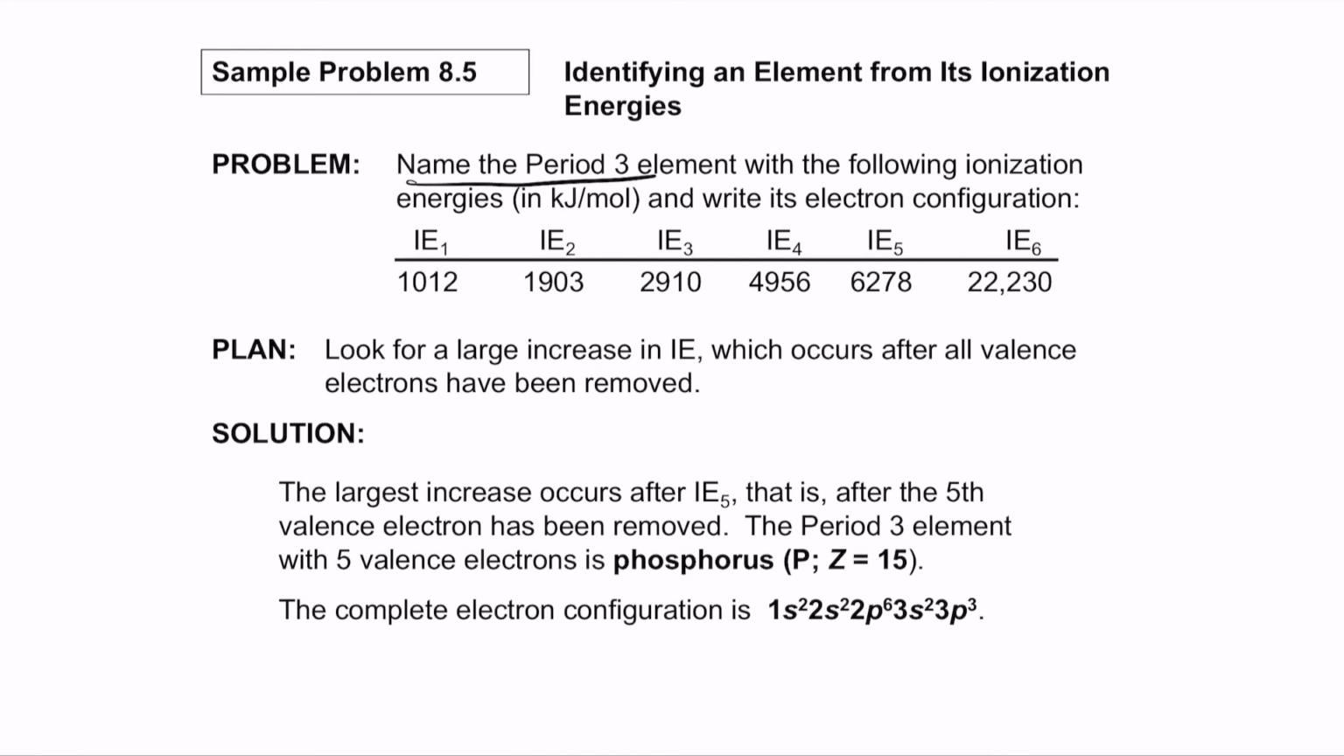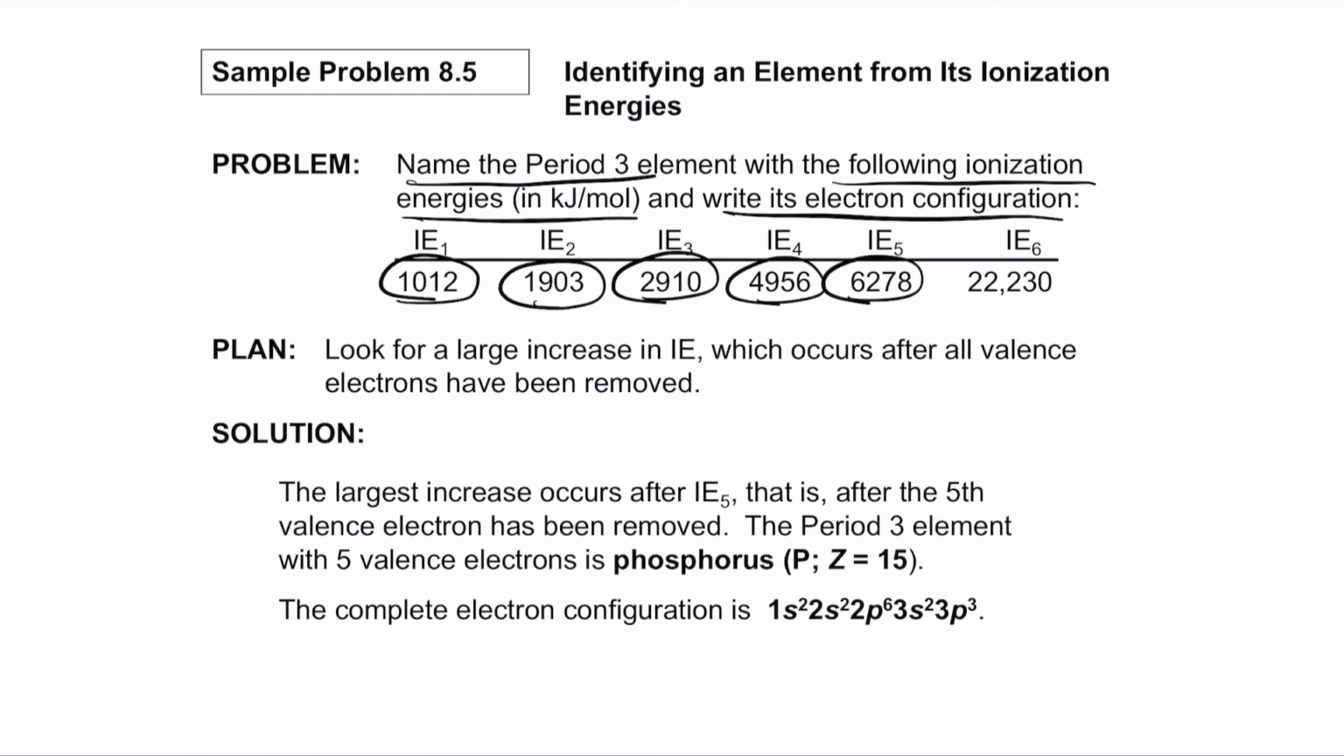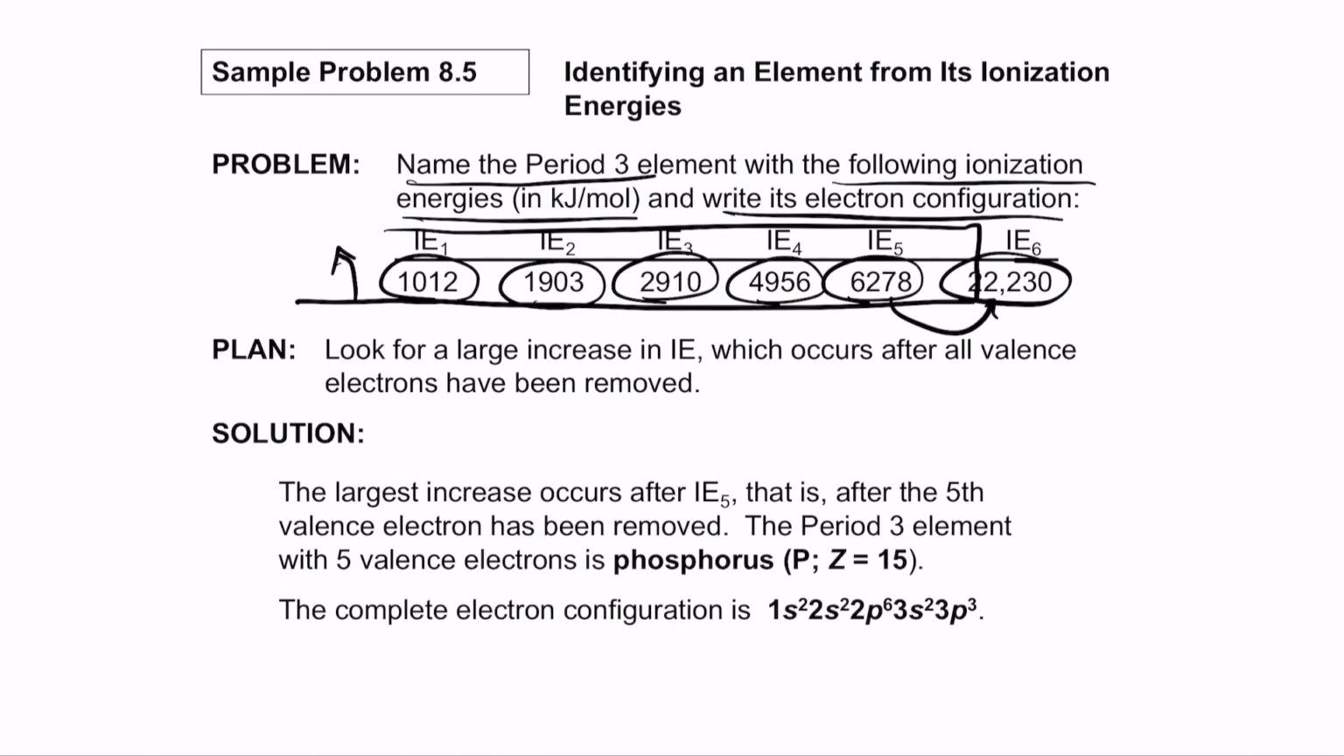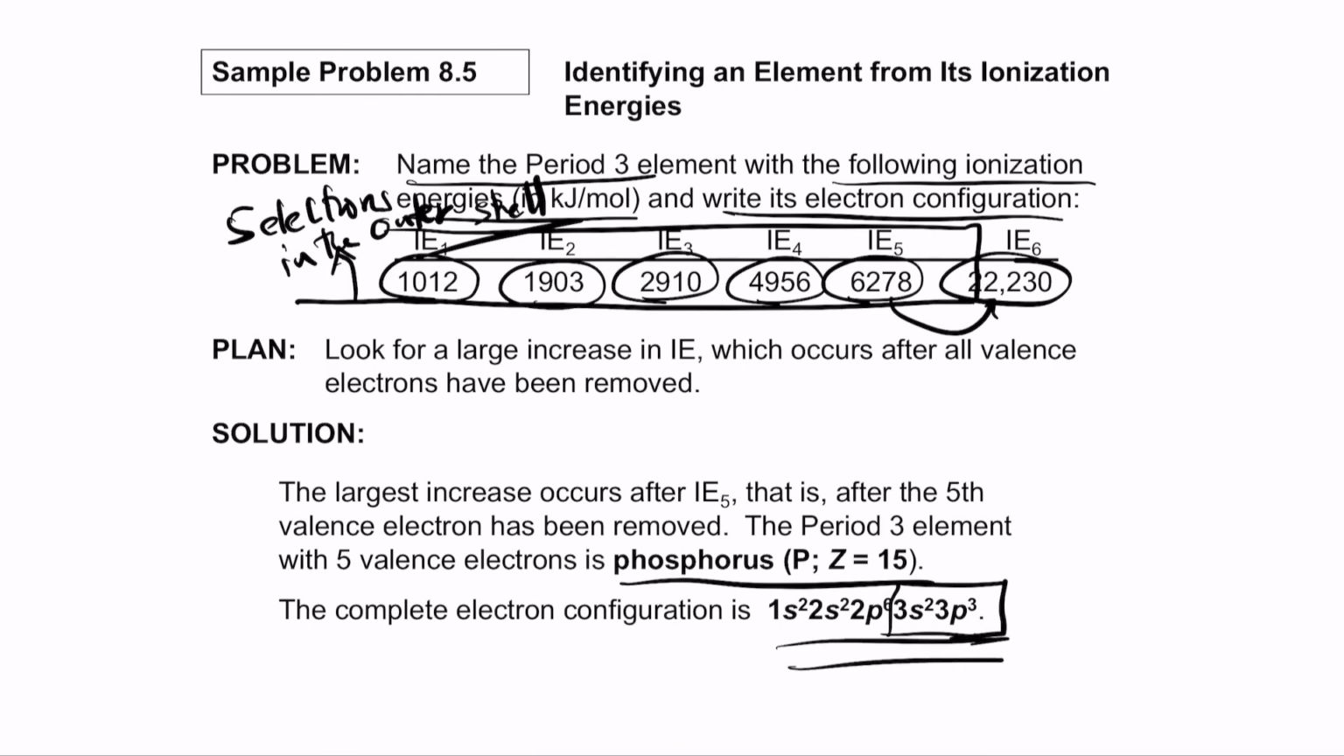They're asking you to name the period 3 element with the following ionization energies and write its electronic configuration. Notice that here you see a small change in the ionization energy, and then from here to here a rapid jump, which means you have to remove the first 5 electrons. So these are atoms that have 5 electrons in the outer shell. The only period 3 element that has 5 electrons in the outer shell is phosphorus. Because it has 3s2 3p3, this is the element that you can find.